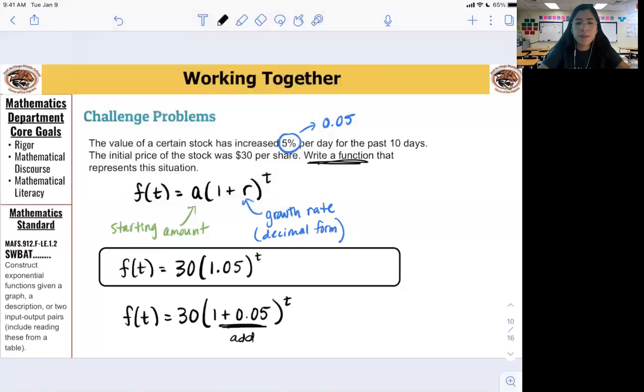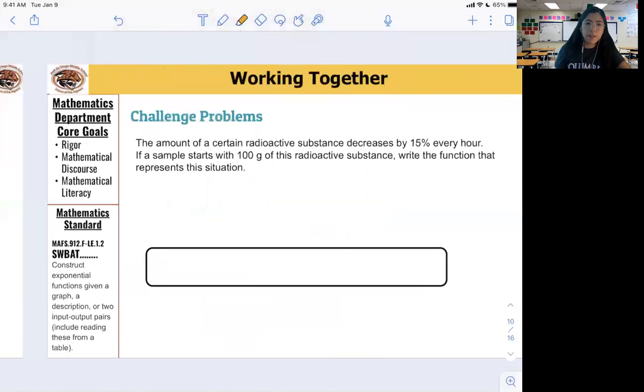Questions on this one? So this goes back to somebody in the bell ringer who asked me, how do you know when to add and how do you know when to subtract? In this case, how did I know that I had to add? Where's my keyword? Look back at the problem. How do you know that this is growing? Increased. Increased, exactly. So in this case, I knew that I had to add.